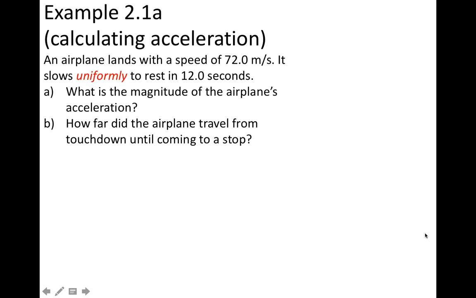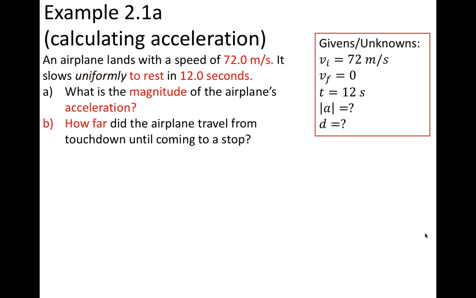In this example, we have an airplane landing with a speed of 72 meters per second, and it slows uniformly, or as they might say in physics, the speed will change steadily to rest in 12 seconds. We should start this problem by identifying the given information and the information that the problem is asking us to calculate. In this case, it wants us to find the magnitude of the airplane's acceleration and how far the airplane traveled, which is a distance. So I'll highlight all the important information and write it down in a givens table.